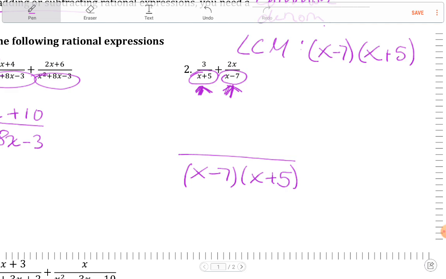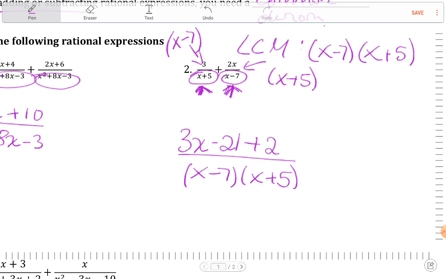In this case, if I already have x plus 5, the only thing that I'm now missing on this side is my x minus 7. So we're going to multiply this side by x minus 7, which 3 times x is 3x, and 3 times negative 7 is negative 21. And then we're going to add, and on this side, I already have the x minus 7, so I'm missing the x plus 5, which I'm now going to multiply out: 2x times x is 2x squared, and 2x times 5 is 10x.